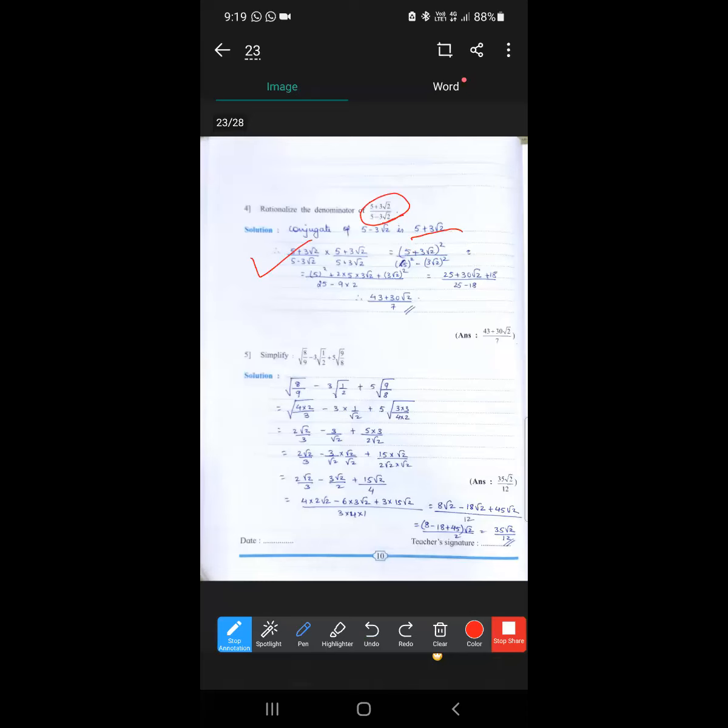Okay, it is of the form a minus b into a plus b. So the formula is what? a square minus b square. This also you have done in your previous classes, previous standard. So here it will be 5 the whole square minus 3 root 2 the whole square.